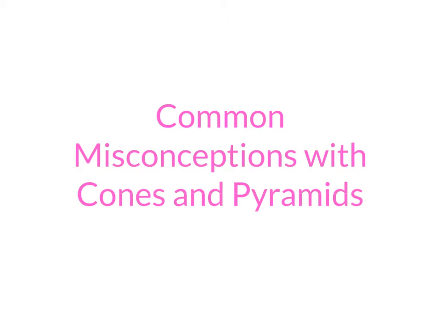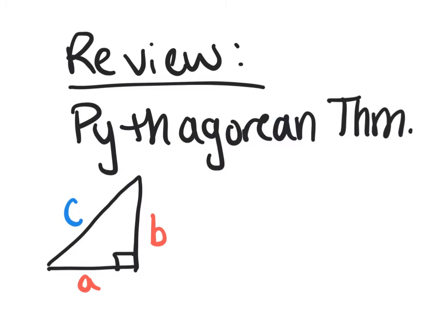In this video, we will discuss common misconceptions with cones and pyramids. Now, one of the key concepts we need to know in order to be able to deal with many of the problems with cones and pyramids is the Pythagorean theorem. The Pythagorean theorem states that a squared plus b squared equals c squared, where c is the side across from the right angle, or the hypotenuse.